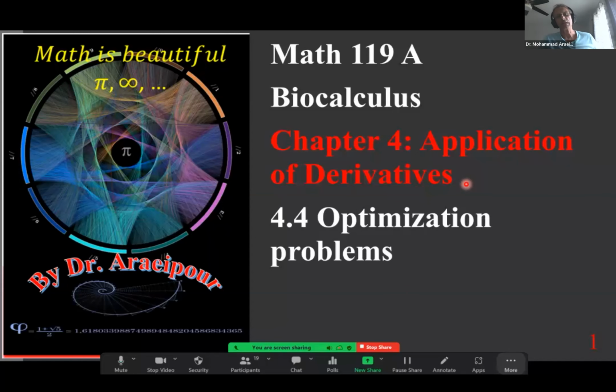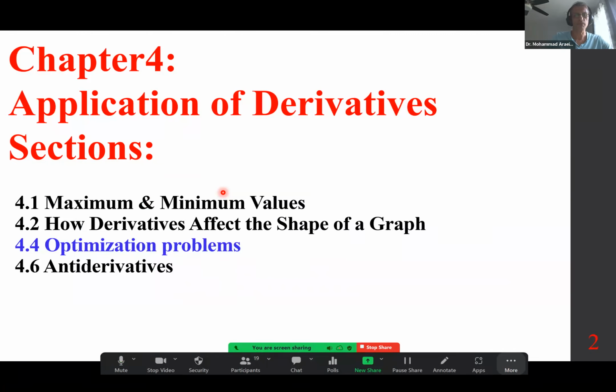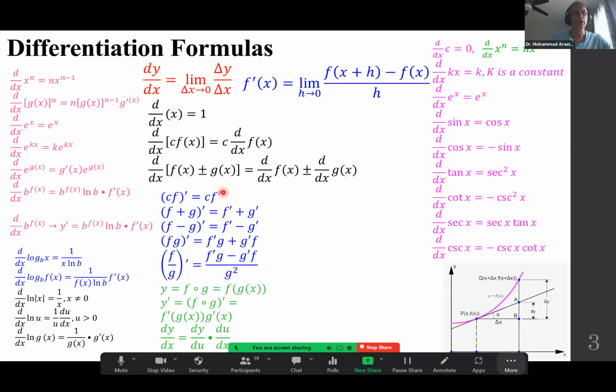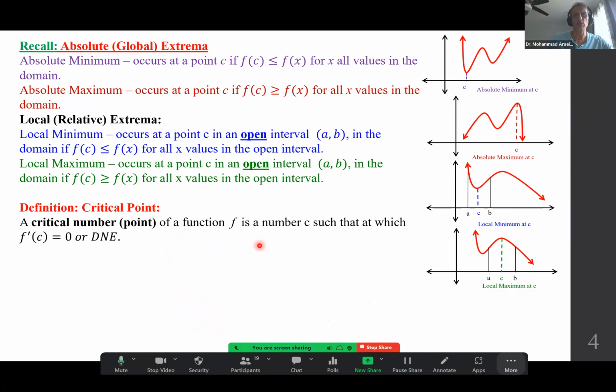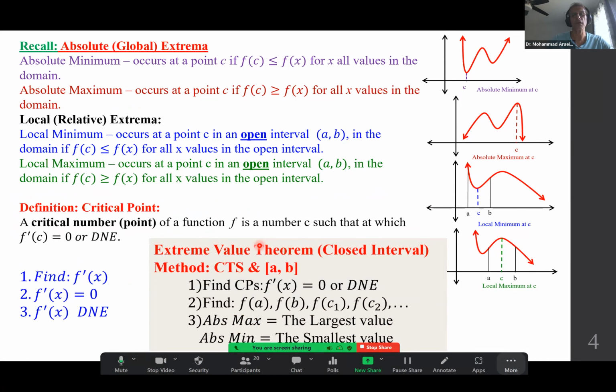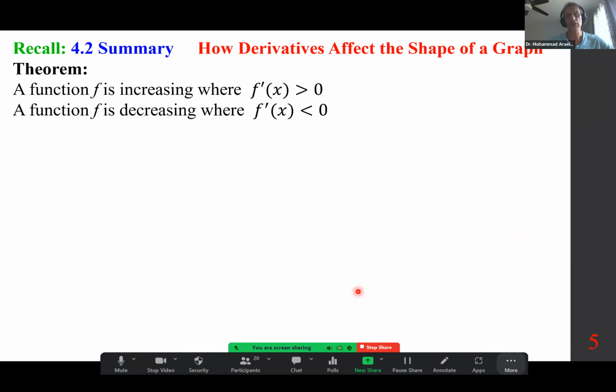Good afternoon, class. We are looking at section 4.4, optimization problems. So we have differentiation formulas, as discussed before. Extreme or local max, local min, absolute max, absolute min, definition of a critical point, and how to find absolute max and min using the closed interval theorem. How derivatives affect the shape of a graph.